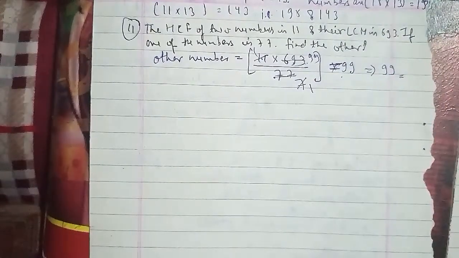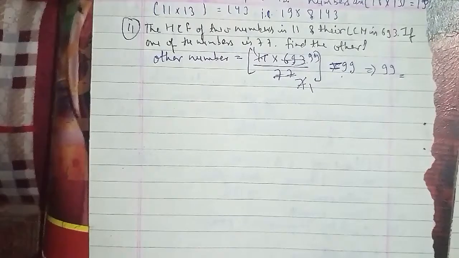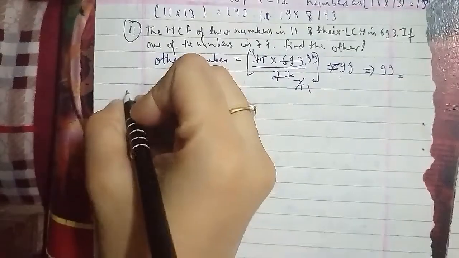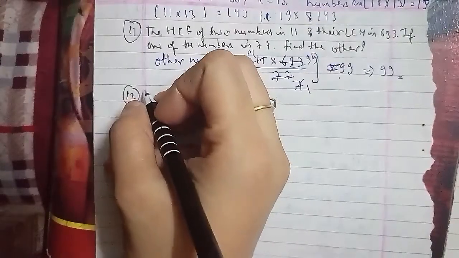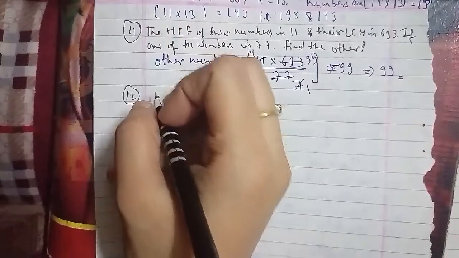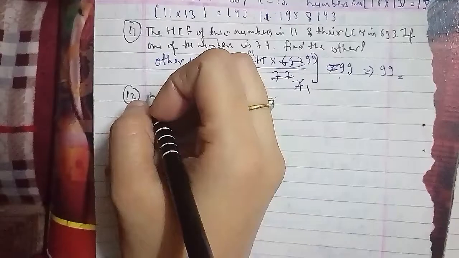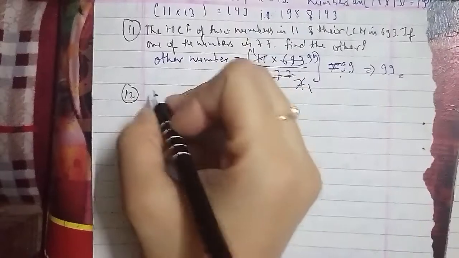Let's go ahead with the other question that we have to find out, which is the 12th question of the session. The 12th question: find the greatest possible length which can be used to measure exactly the lengths 4 meter 95 centimeter, 9 meter and 16 meter 65 centimeter. So let's go ahead.